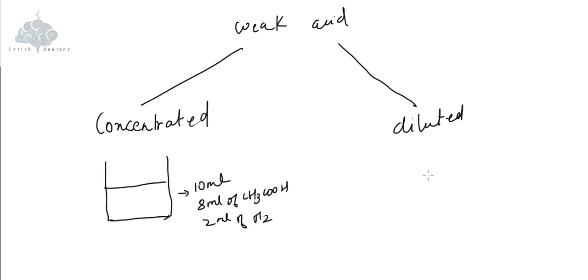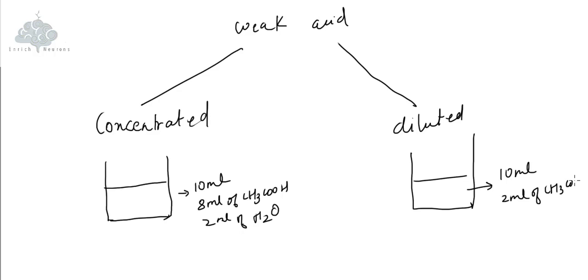And when I talk about a diluted acid, if it's 10 ml, then it would be 2 ml of CH3COOH and 8 ml of water. So that's what the difference is. When anyone says this is a weak acid, they are basically telling the properties of the acid, that is, about the dissociation. And when they talk about the concentration, they are talking about how much water is added to it.